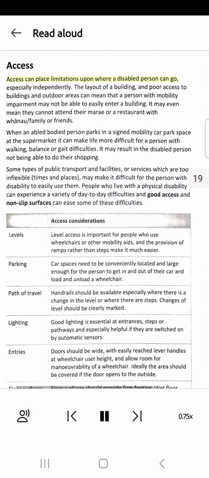Access can place limitations upon where a disabled person can go, especially independently. The layout of a building, and poor access to buildings and outdoor areas can mean that a person with mobility impairment may not be able to easily enter a building. It may even mean they cannot attend their marae or a restaurant with family or friends. When an able-bodied person parks in an assigned mobility car park space at the supermarket, it can make life more difficult for a person with walking, balance or gait difficulties. It may result in the disabled person not being able to do their shopping.